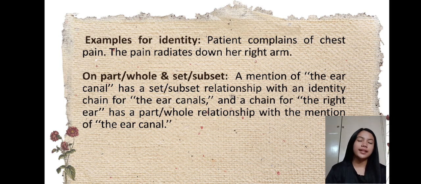And lastly, we have the set and subset relations. So this relation indicates that an expression or the subset is included within another expression or the set. So again, going back to the example, the right ear can refer to a specific subset of ear, which includes all its parts, such as the ear canal. So here, the right ear is a subset within the larger set of all ears. So understanding these anaphoric relations helps to create cohesion in discourse, allowing readers or listeners to understand how different parts of a text are interconnected.